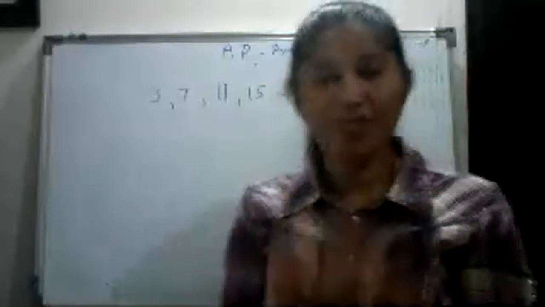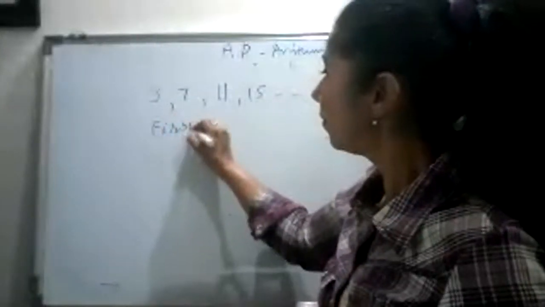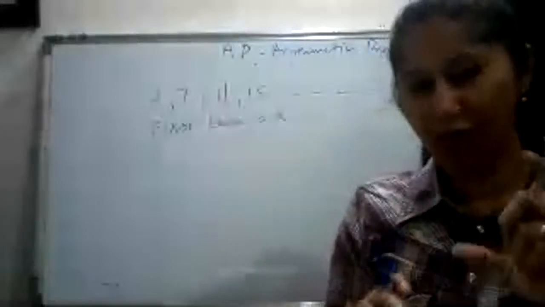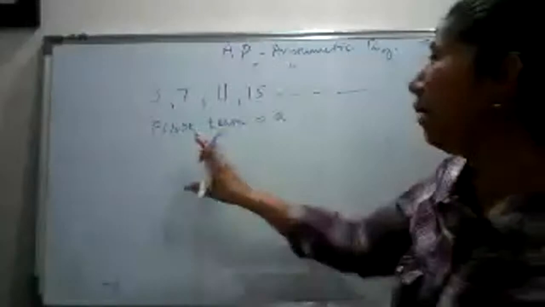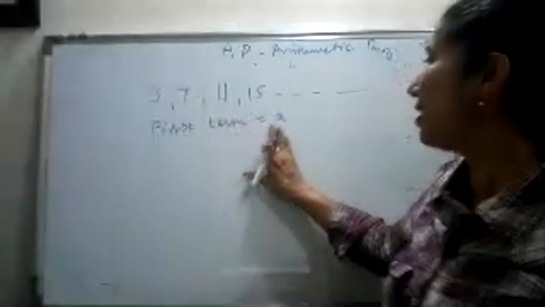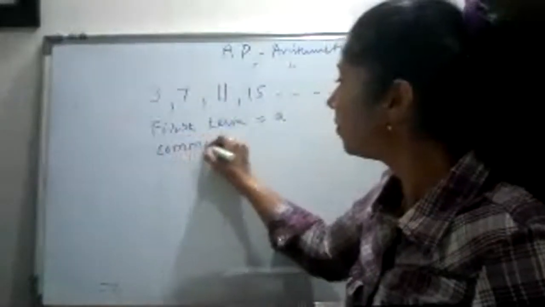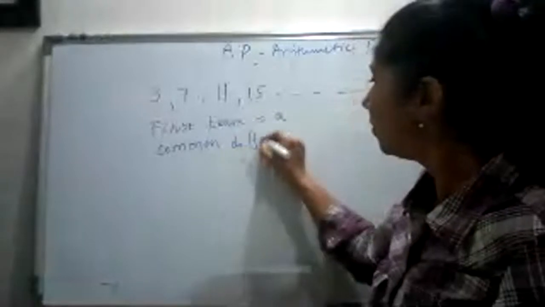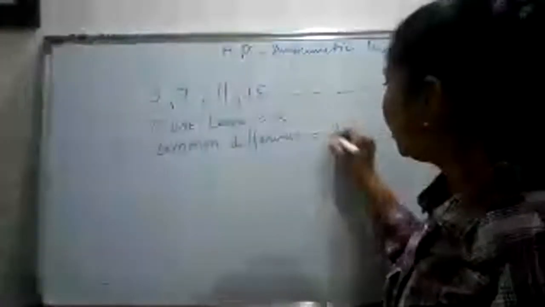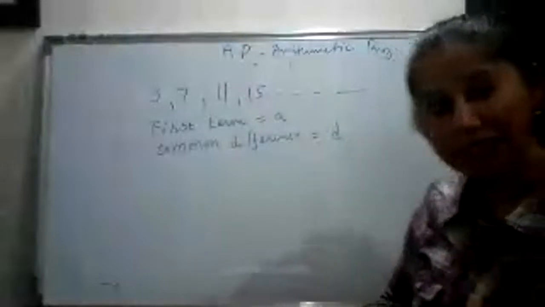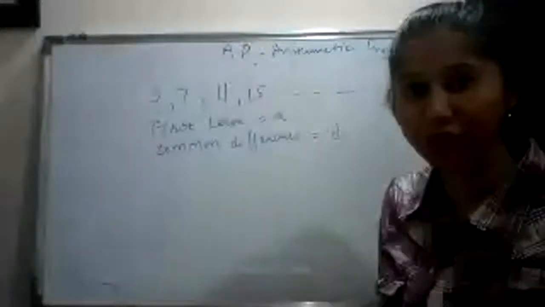So always the first term is denoted with small a. This is just the theoretical part for now, the formula part will come. So the first term is a. The common difference we denote with the letter d. The common difference is denoted with the letter d. I hope this much is clear to you.